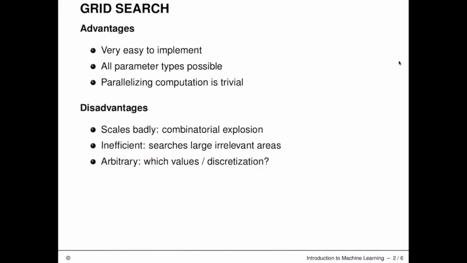So the advantage of grid search is that it is very easy to implement. We can use all hyperparameter types which are out there. So we don't rely on having only numerical or only categorical or only whatever type of hyperparameters. And we can parallelize the computation very easily because no evaluation of one hyperparameter combination depends on the evaluation of a different hyperparameter combination. The disadvantages are that it scales badly.